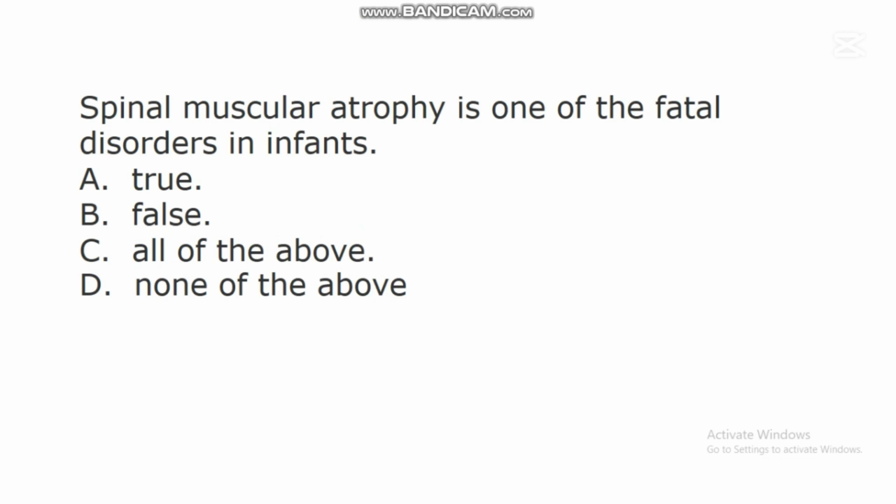The next question says, spinal muscular atrophy is one of the fatal disorders in infants. A. True. B. False. C. All of the above. D. None of the above. In this question, the correct answer is A. True. This spinal muscular atrophy is one of the fatal diseases in infants.